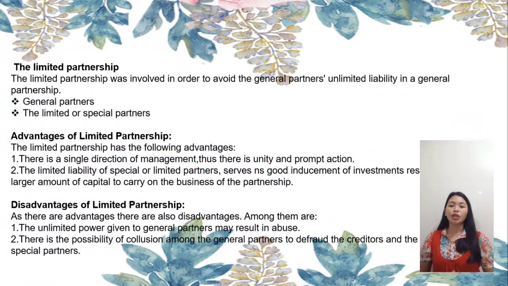So the limited partnership was invented in order to avoid the unlimited liability of the general partners in a general partnership. There are two types of partners in a limited partnership: the general partners and the special or limited partners. General partners have unlimited liability, and they manage the operation of the partnership. The limited or special partners have only limited liability, which is up to the extent of their investment.